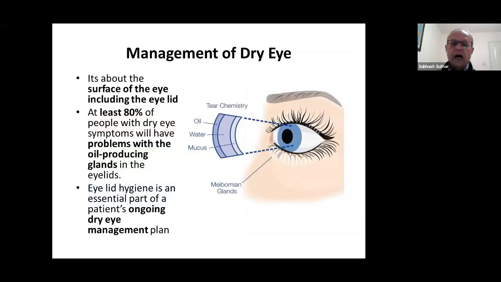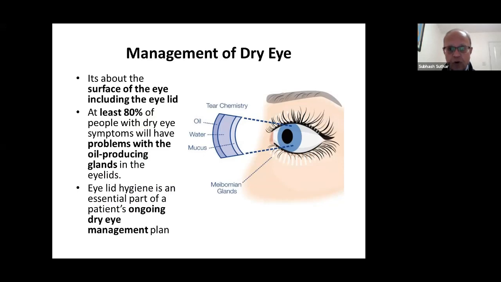It's about the surface of the eye, including the eyelid. And believe you me, if your eyelashes are blocked, there are small little holes under the eyelashes, known as meibomian gland duct openings, which produce that lipid layer and the oily layer as well. So if they are blocked, then the bacteria will go in and it will start causing problems, which is known as blepharitis. So eyelid margin health is very important.